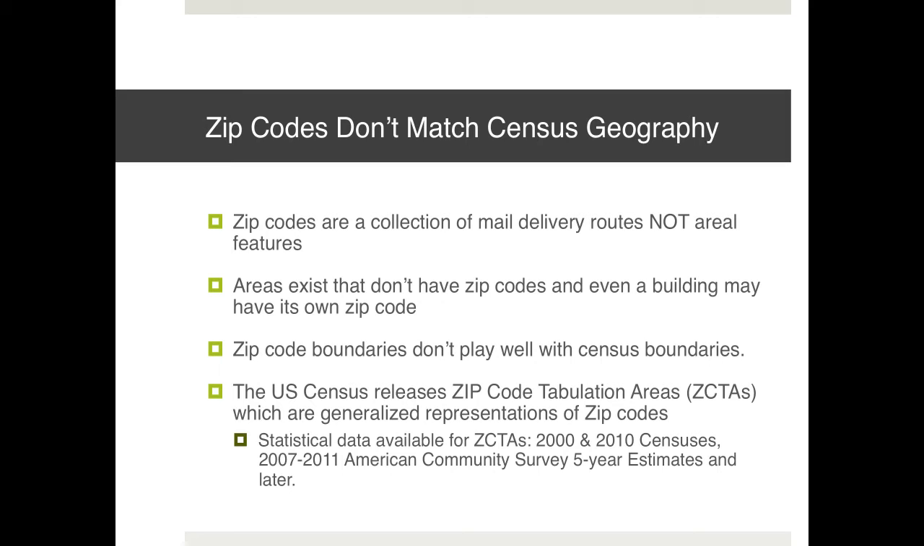The U.S. Census releases, however, zip code tabulation areas, ZCTAs, which are generalized representations of zip codes, but available data is incomplete. Statistical data available for ZCTAs include the 2000 and 2010 censuses, the 2007 to 2011 American Community Survey 5-year estimates and later. But you may not have it for historical situations, but it is an attempt to generalize the zip codes to match up with census geography.